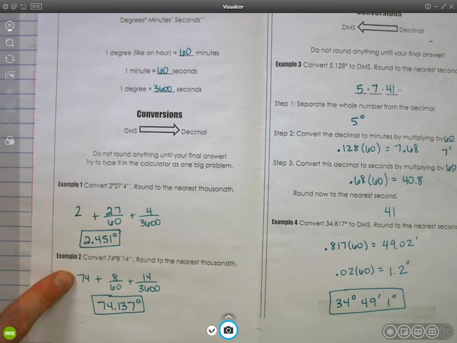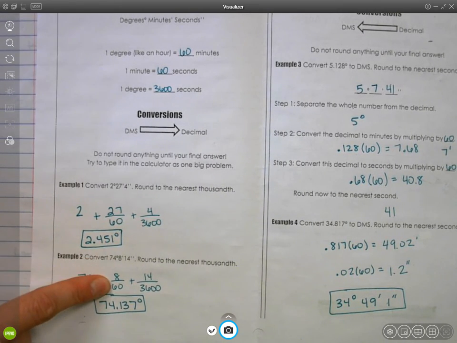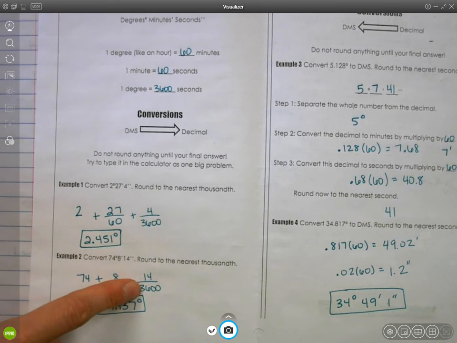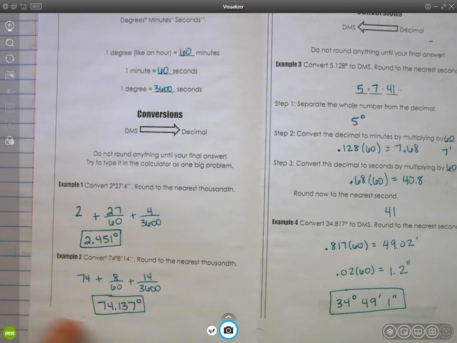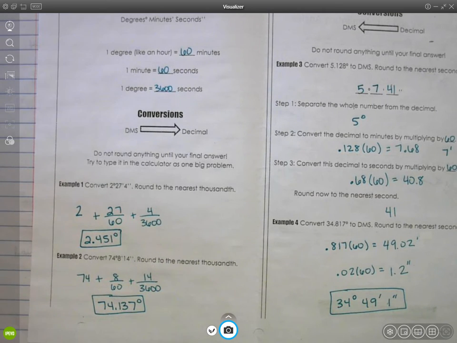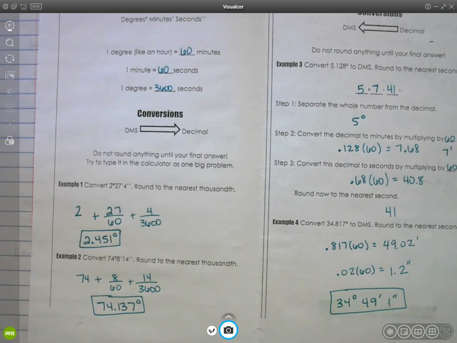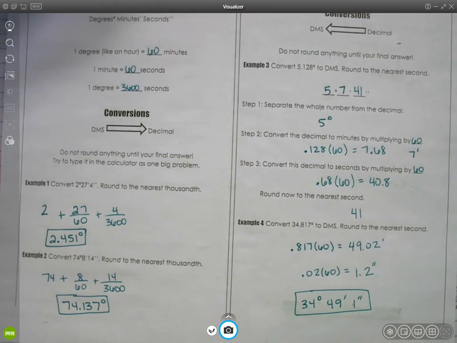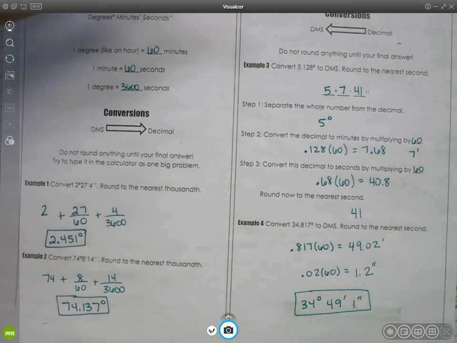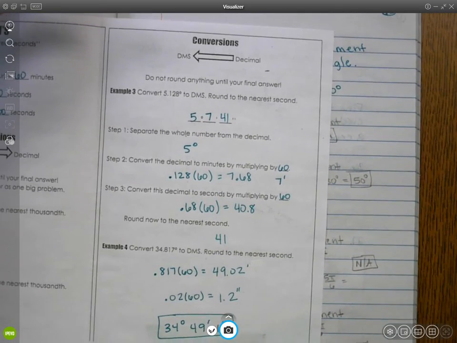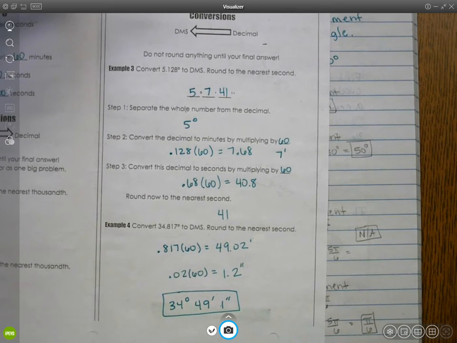So 74 whole degrees, and then 8 out of 60 minutes and 14 out of 3,600 seconds. Type that in your calculator, and you should get 74.137. If you forget the parentheses, I don't think it's going to matter in this particular case. I'm showing you how to do this by hand. There are buttons on the calculator that you can use if you have the graphing calculator, but those buttons aren't on every calculator.